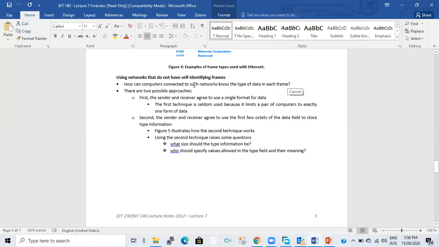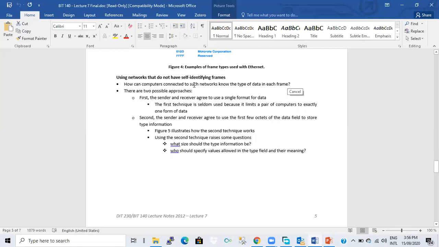How can computers connected to such a network know the type of data which is contained in a frame? There are 2 possible approaches. The first approach being the sender and receiver need to agree to use a single format for data. So the sender and the receiver, there will be need of that agreement to say, okay, this is what I'm sending, this is what you should expect. The first technique is rarely used because it limits a pair of computers to exactly one form of data.